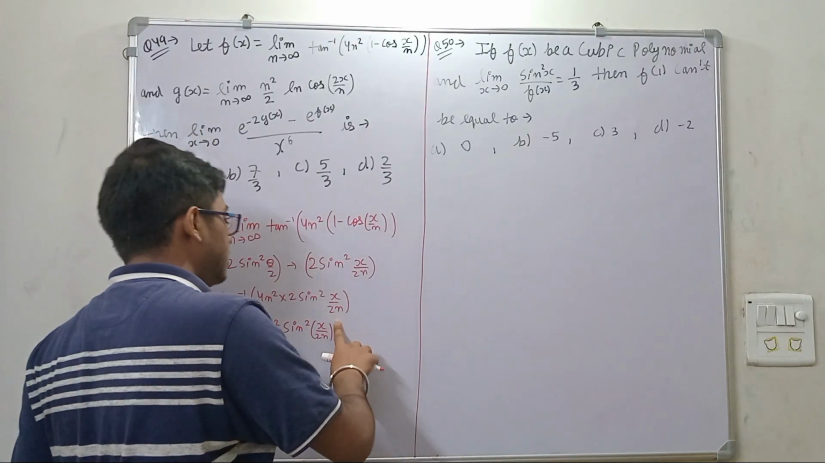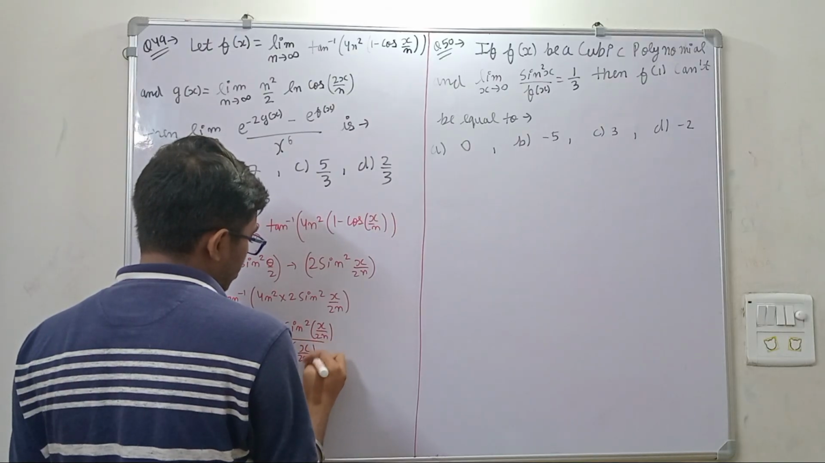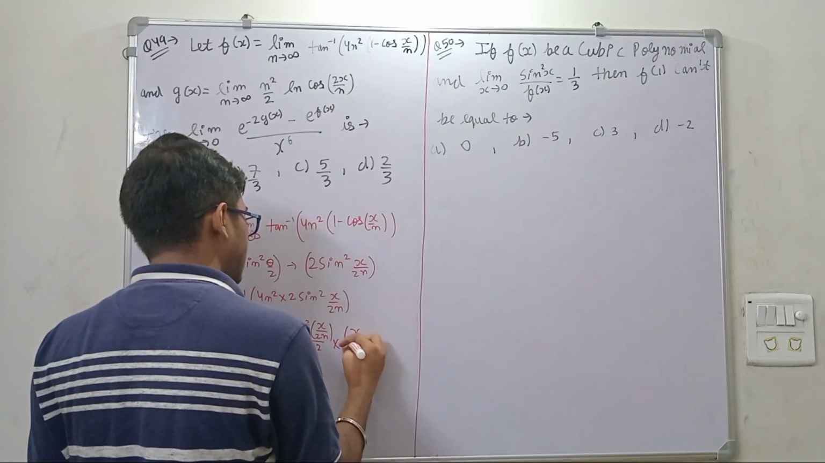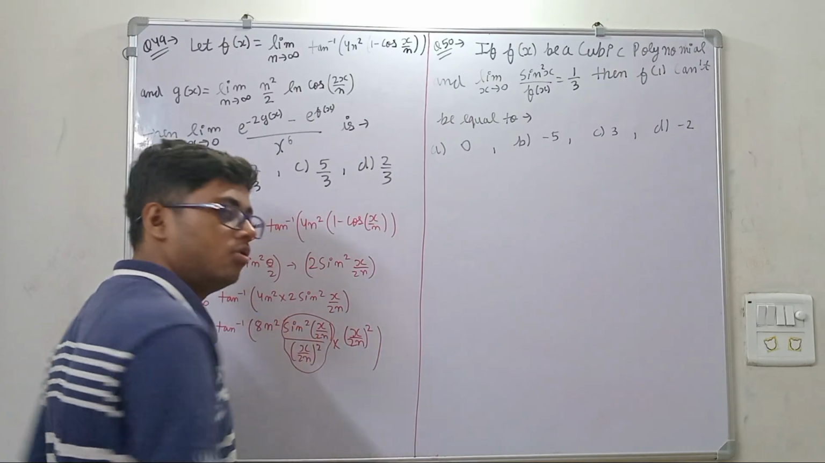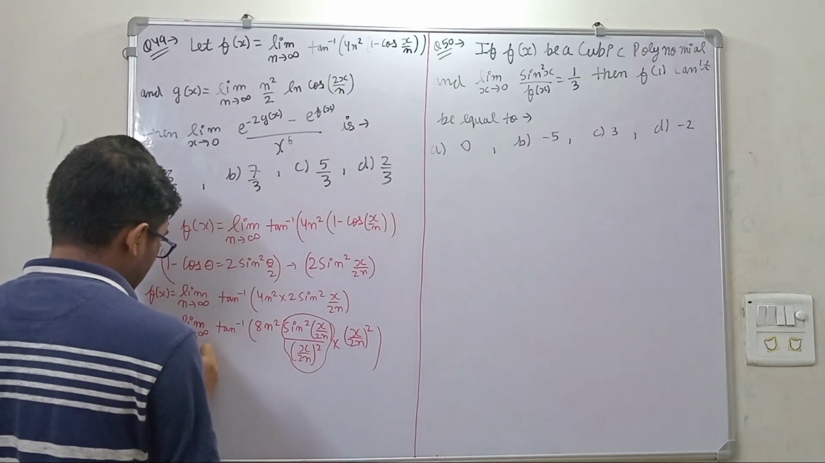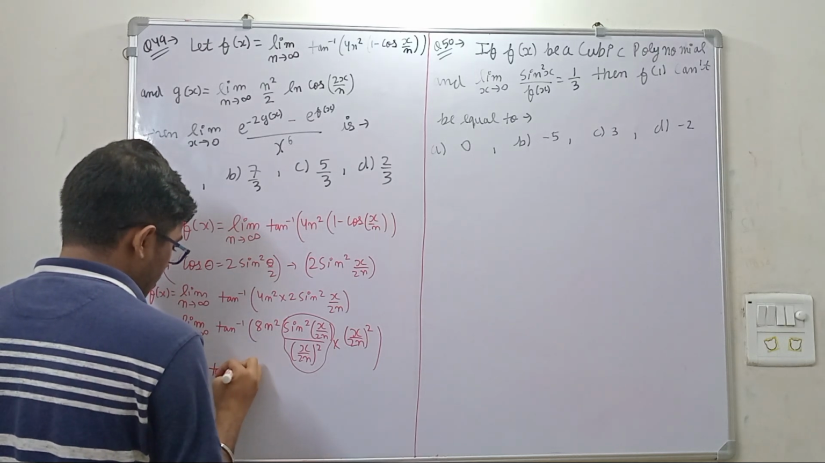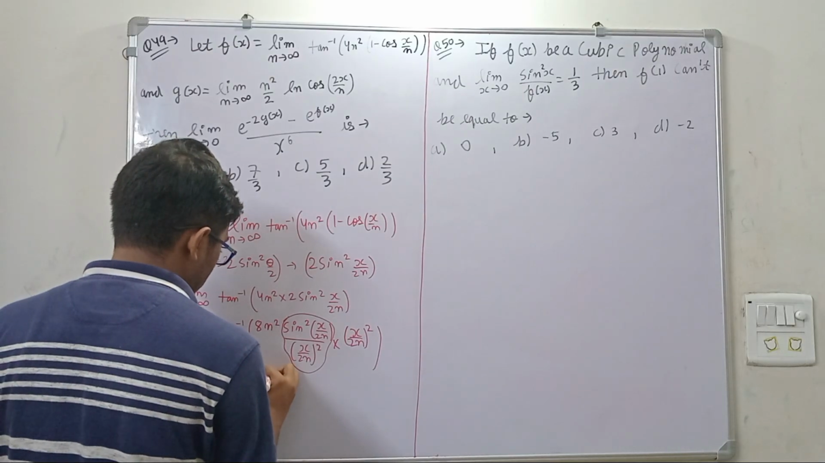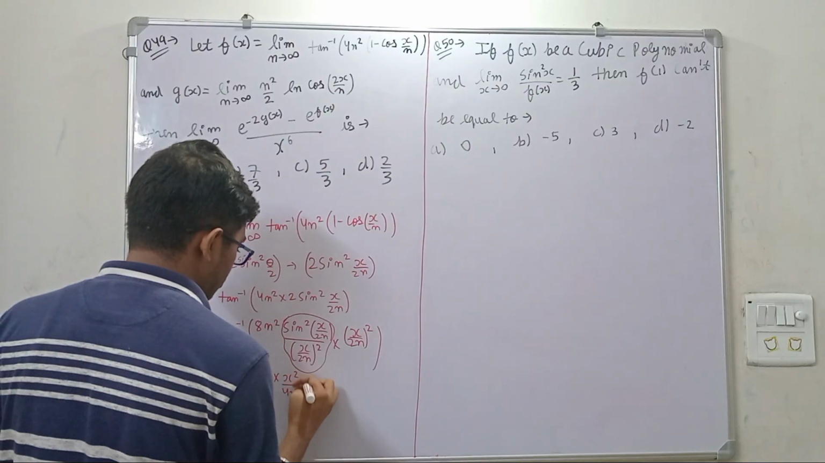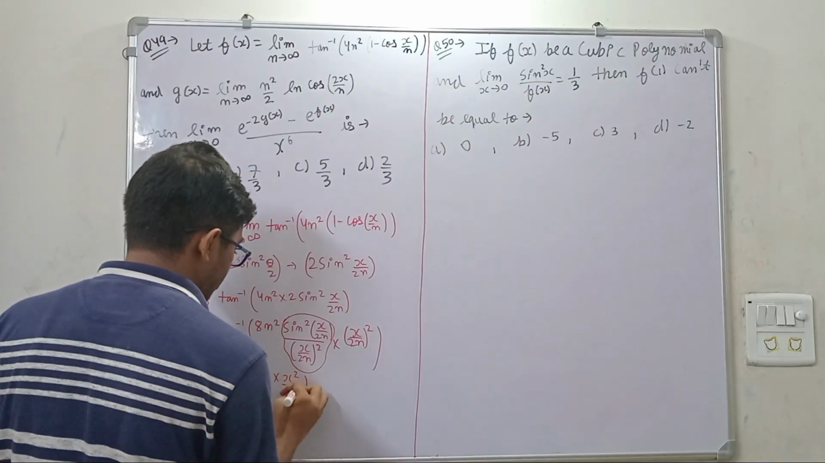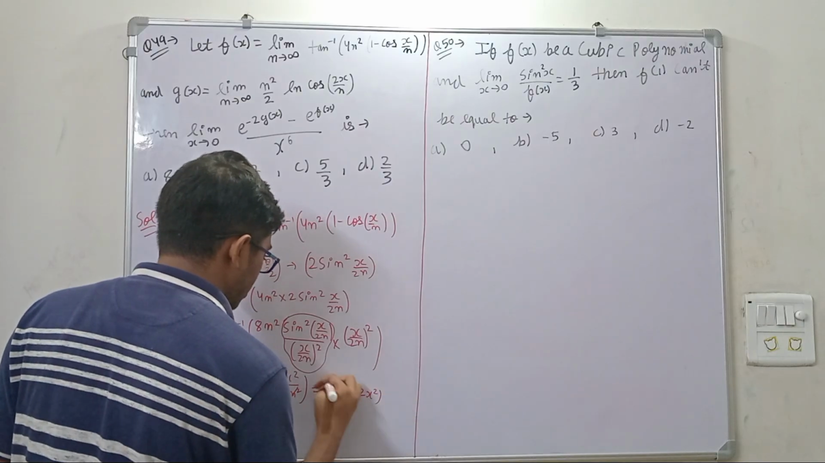So we can apply the standard limit result, means multiplying and dividing by (x by 2n) to the power 2. Okay, so this whole will become 1, and this will become limit n tends to infinity of tan inverse of 8n square and x square by 4n square. So 4 into 8, n square cancels. This will be simply tan inverse 2x square. So this is a function.